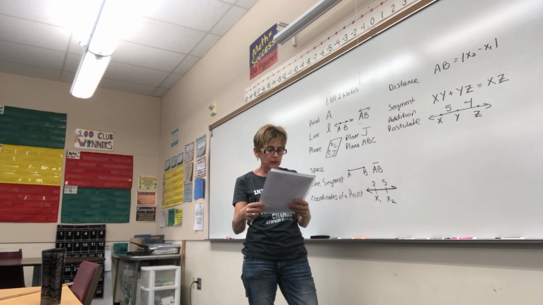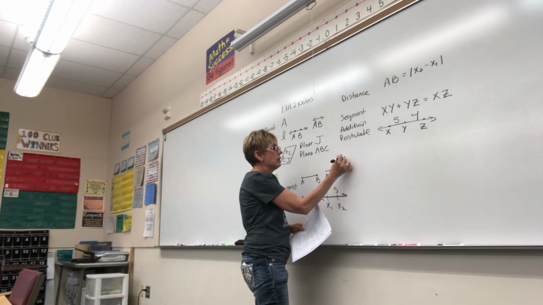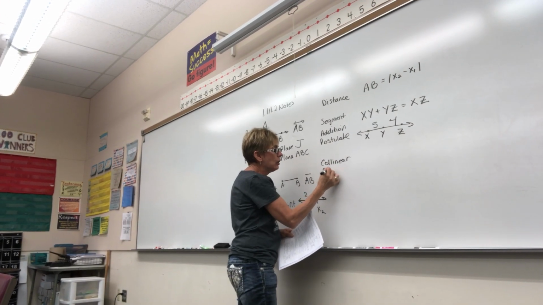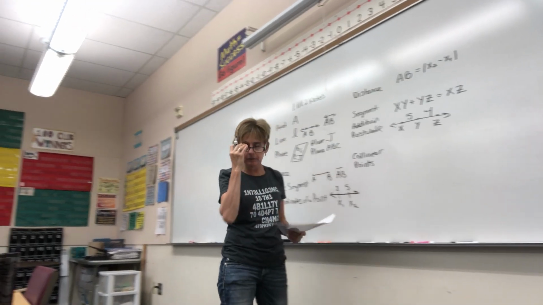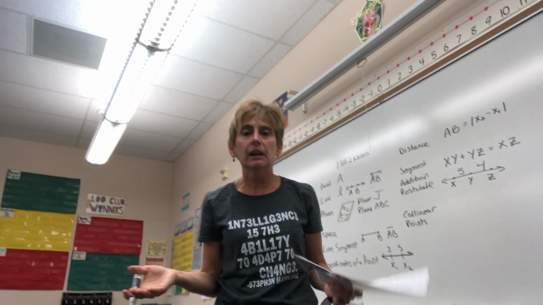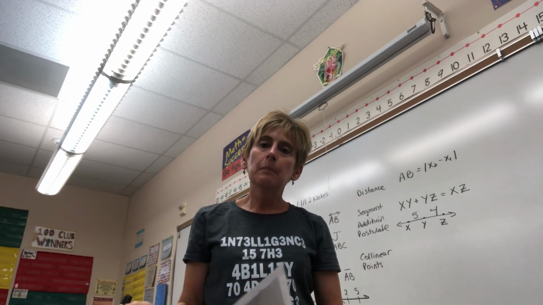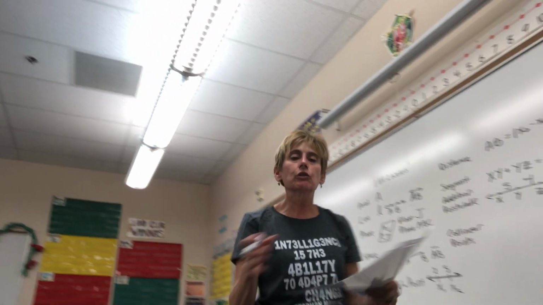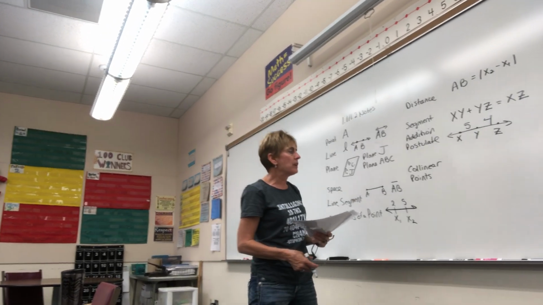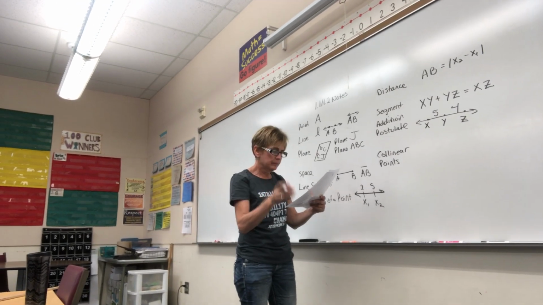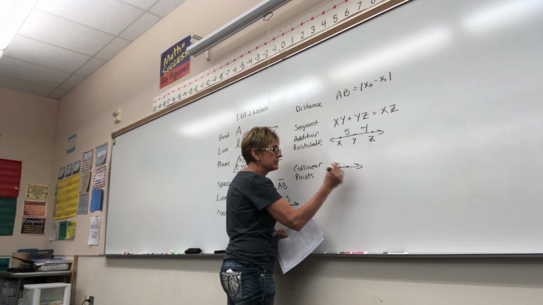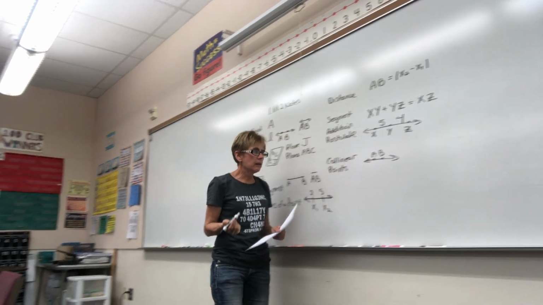Okay, we've got a few more left. Collinear points. Some of you have played co-ed soccer before. I know that all 3 of my kids did, and they loved it. Co-ed means together, boys and girls together on the same team. So collinear means points together on the same line. If we were going to draw a picture of that, 2 collinear points might be A and B on the same line.